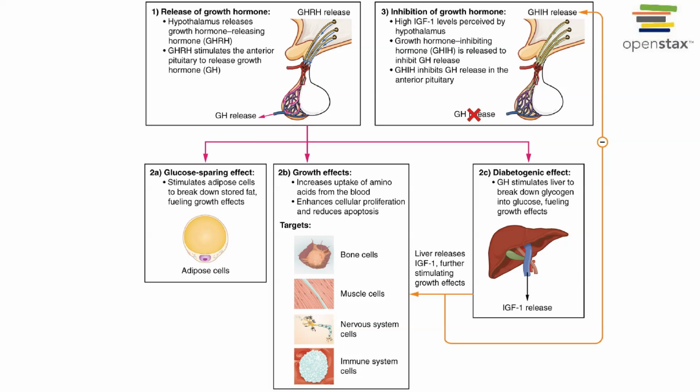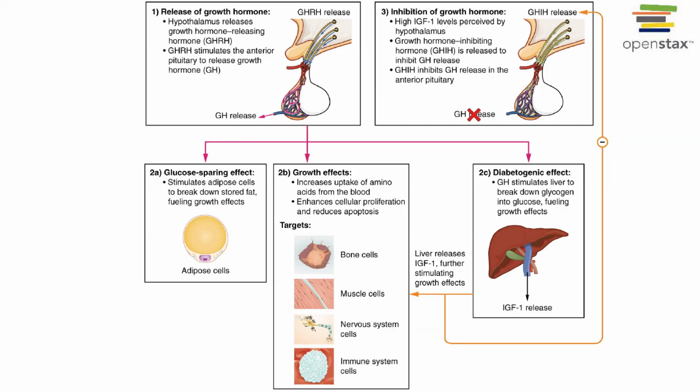Growth hormone stimulates the breakdown of fat to release energy. It also increases the uptake of amino acids from the blood, which are used to build proteins. Growth hormone stimulates cell division, reduces apoptosis, and promotes tissue growth. Growth hormone also has a diabetogenic effect by stimulating glycogenolysis in the liver, leading to increased blood glucose levels. This glucose can be used by cells to fuel growth.